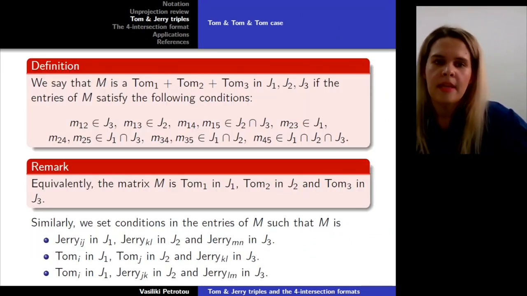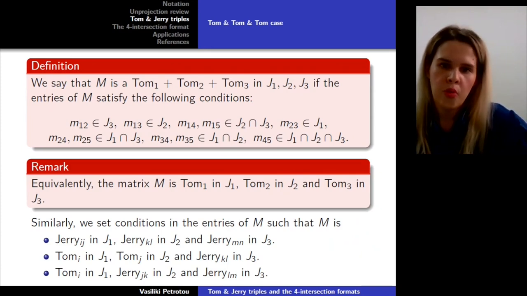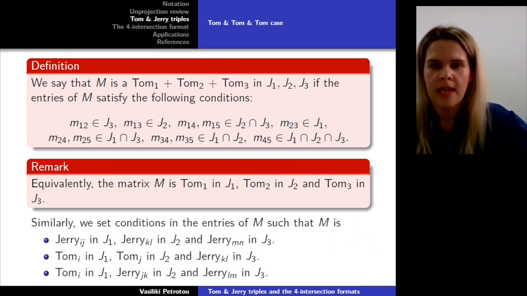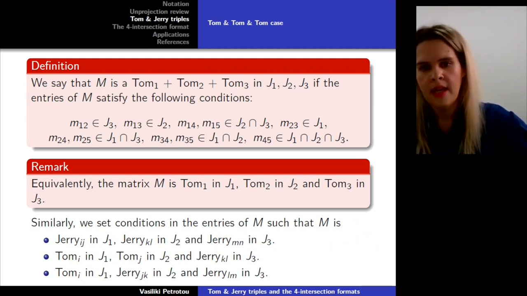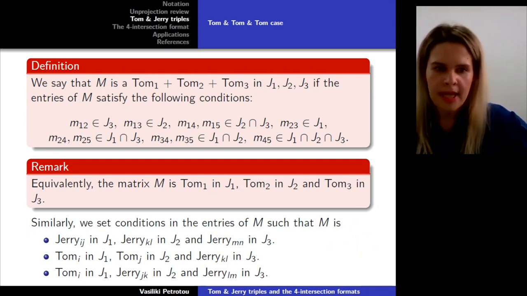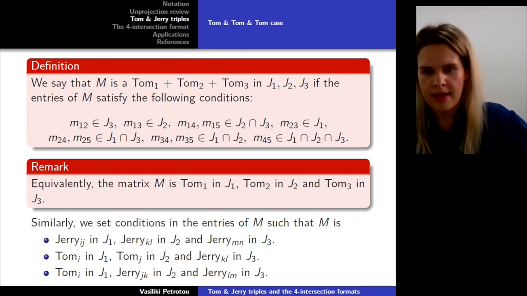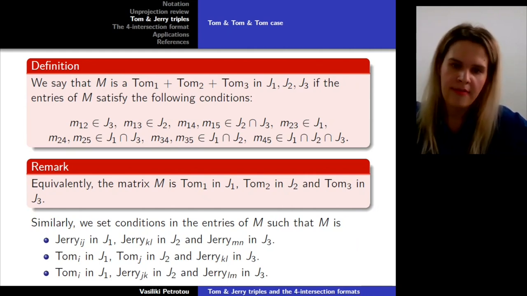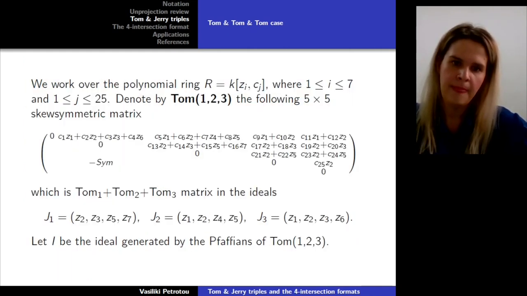We say that M is a Tom 1 plus Tom 2 plus Tom 3 matrix in ideals J1 up to J3 if it's Tom 1 in the first ideal, Tom 2 in the second ideal, and Tom 3 in the third ideal. I will give an example of this type of matrix immediately.